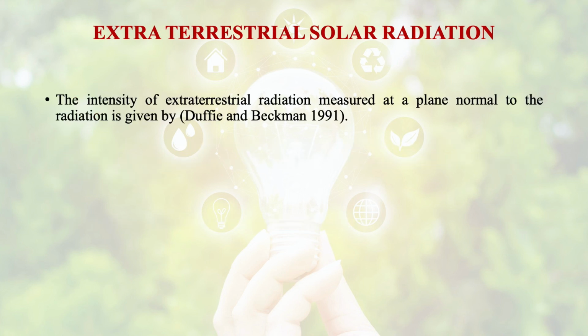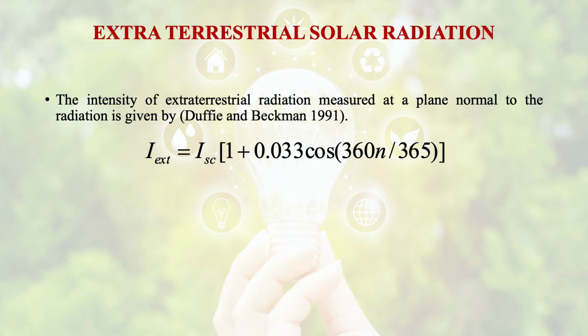The intensity of extraterrestrial radiation measured at a plane normal to the radiation is given by Duffie and Beckman in 1991. I is radiation, so extraterrestrial radiation is given by I_ext, and I_sc is the solar constant.